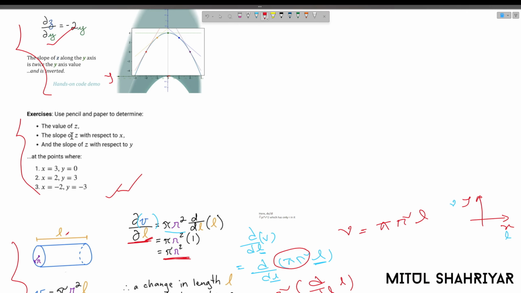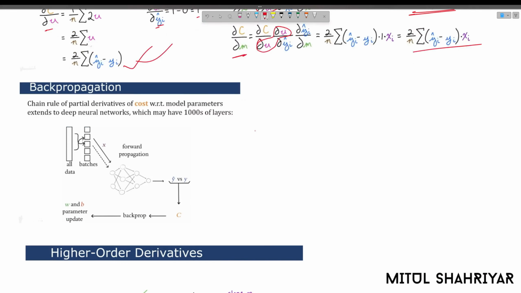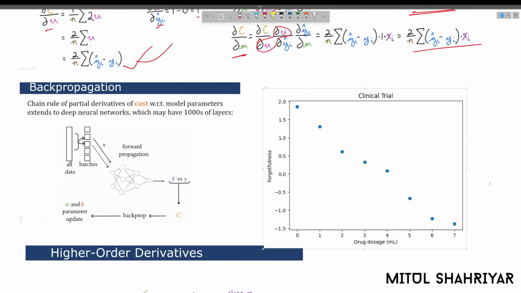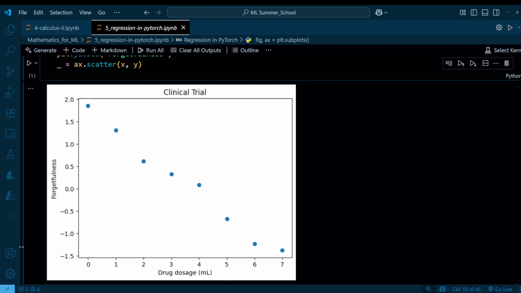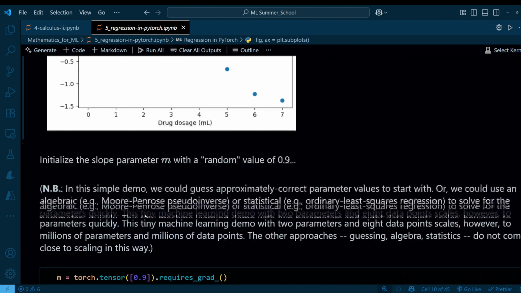Let me just keep it here, so I will remove it later on. This is the x-axis and this is the y-axis. For them, these are the points, no problem with that. Now let's move to this one. Here are the points, right?